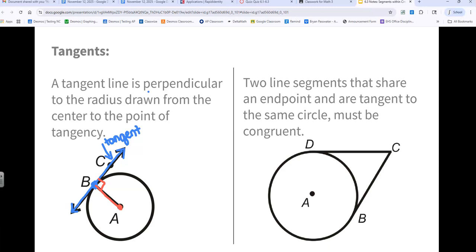So if you see a radius and a tangent line intersecting, then those are perpendicular even if it's not marked, because it's a rule that they are always perpendicular.